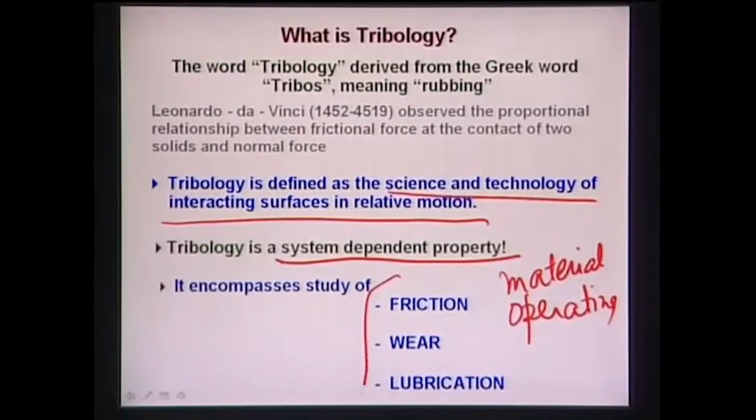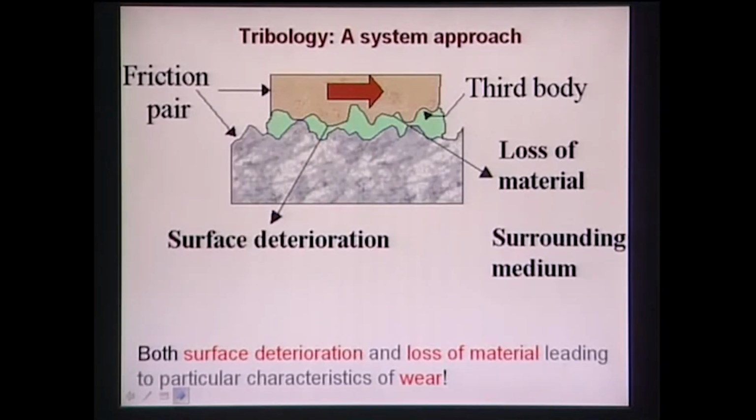Now it encompasses the study of friction, wear and lubrication, and lubrication is mostly related to the mechanical engineer, so we will not be dealing with lubrication here as far as the biomaterials are concerned. Now what is meant by system property here? Suppose this is one body A, this is another body B, so these are like two mating couples. Now if B is replaced by C, then your tribological properties also will be changed.